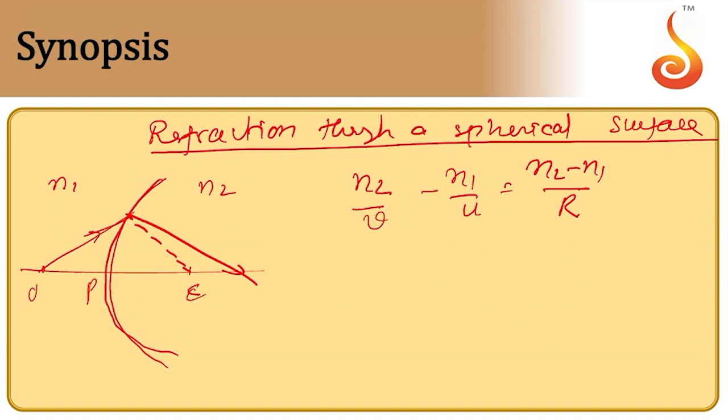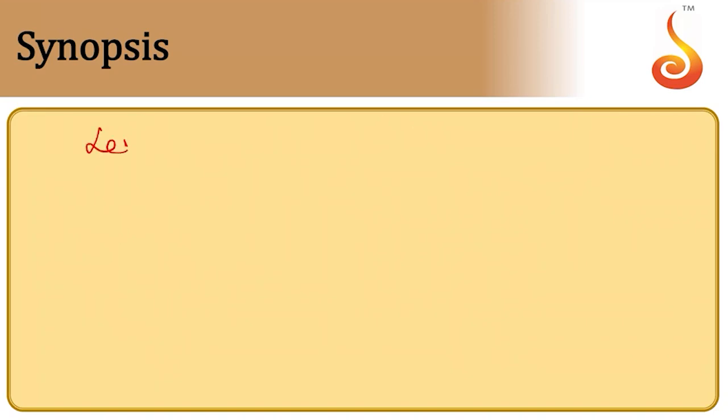Remember, the radius of curvature is from this point to this point, and in such a case the magnification is given by n1 by n2 into v divided by u. One of the important applications is the lens formula.